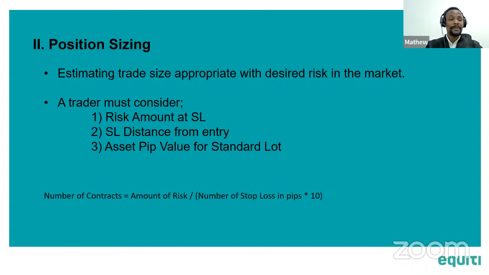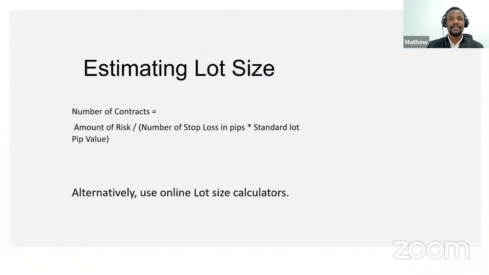Okay. So these are the things you want to have to calculate the lot size. The formula you can use to estimate is: the amount of risk, the amount you're willing to risk, divided by the stop loss distance, then multiplied by the standard lot pip value. Yeah, that's how you can estimate the lot size. Or alternatively, you can use online position size calculators. If you just Google position size calculators, you can find them, and you have to input different values.